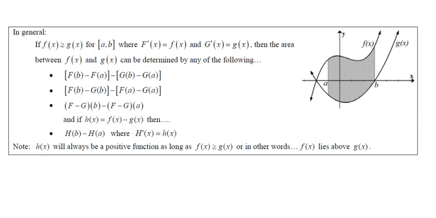So it turns out, in general, if f of x is greater than or equal to g of x on an interval from a to b, where F prime of x equals f of x and G prime of x equals g of x, then the area between f of x and g of x could be determined by any of the following. Okay? You can read. Mostly we're aiming for this, right? We just want to get f of x minus g of x. Call that h of x. Note, h of x will always be a positive function as long as f of x is greater than or equal to g of x, right? So in other words, as long as f of x is above g of x, you're always going to get a positive function.